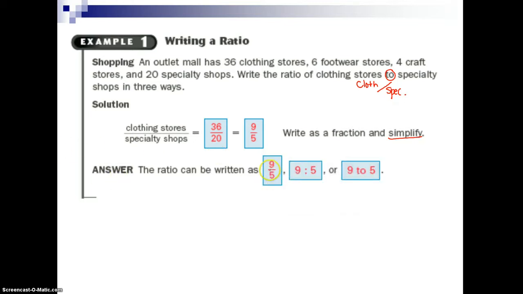The ratio can be written with a fraction bar. You might want to write this down. I will ask you on a test the 3 ways to write a ratio. The first way is a fraction bar. The second way is with a colon. That's the dots, 2 dots. And the third way is with the word "to".